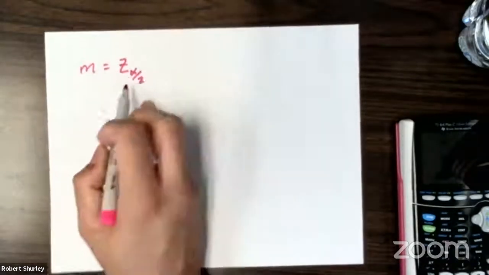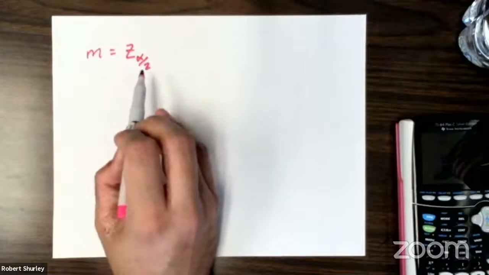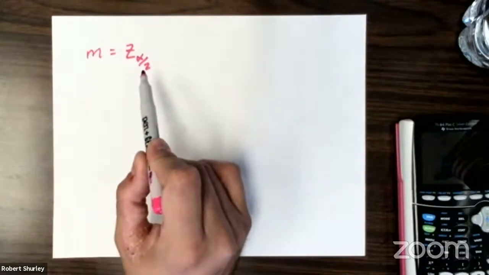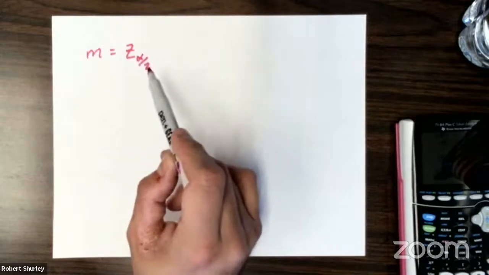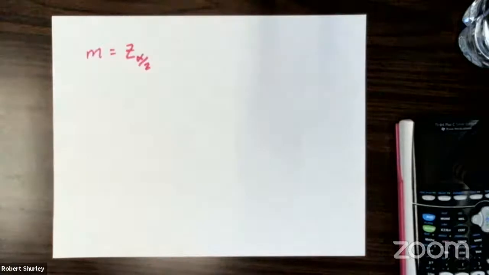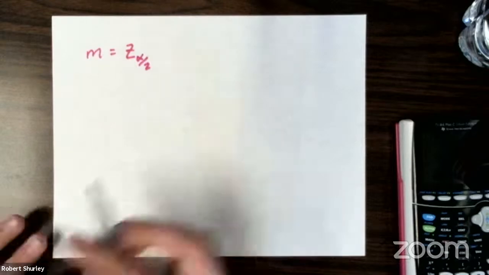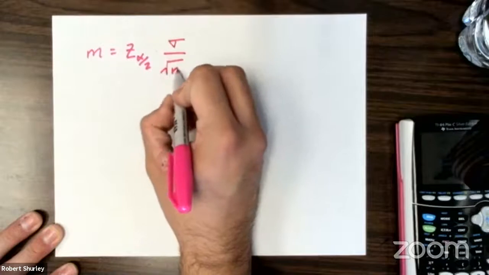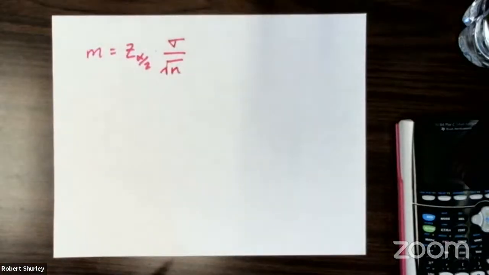And remember I talked about the alpha over 2? That's the area to the left of our sample. You don't have to worry too much about that, but just know it's our critical value. And remember, to find margin of error, you multiply the critical value by the standard error. So times sigma over the square root of n.